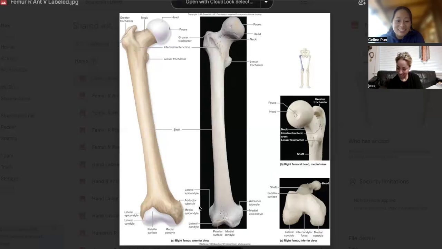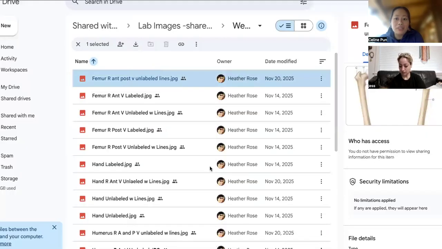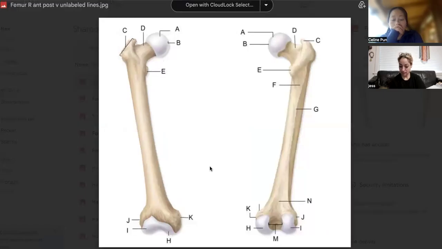And then the last piece is the adductor tubercle. Okay. And should we try it with the unlabeled? We can start with the easy ones.